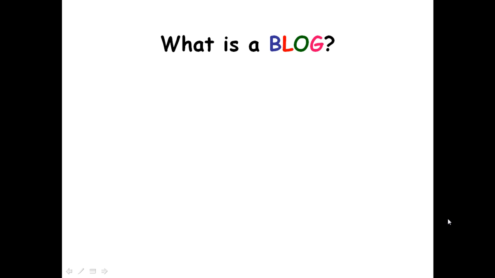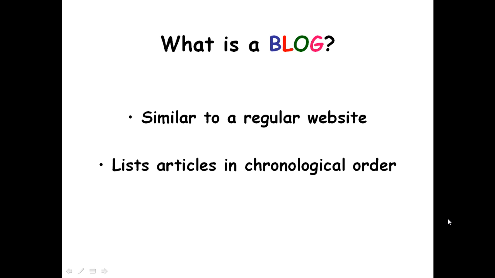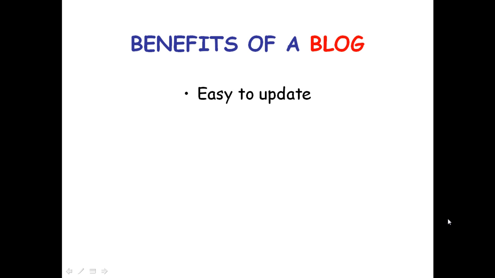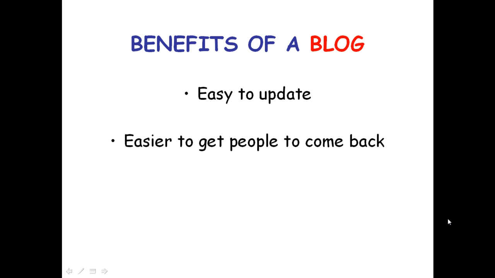Okay, so what is a blog? Well, a blog is very similar to a regular website. However, it is unique in that it lists articles in chronological order with the newest article at the top. And there's a number of benefits to having a blog, and the first one is that it's just easy to update. So in the past, if you wanted to make a change to your website, you would have to contact your website designer or developer or coder or someone that knew HTML, PHP, or other complicated languages. But because it's easy to update, it's also really easy to add content to it, and that makes it easier to get people to come back to your site.